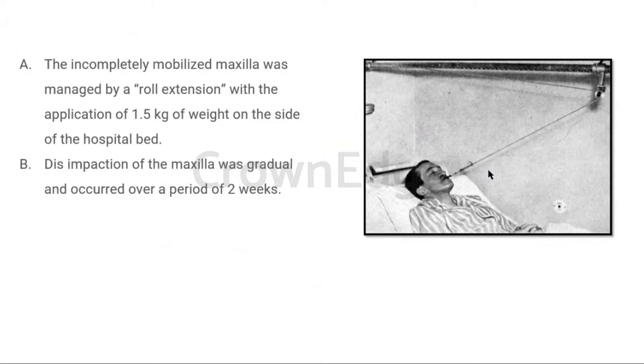But in the olden days, when there was no instrumentation and no hardcore rules for orthognathic surgery, this is the way it used to be performed. You can see the picture there. It's an incompletely mobilized maxilla, so it was managed by a roll extension. A 1.5 kg weight was applied on the hospital bed; if you see the behind part of this picture, there is a 1.5 kg weight. It's like in the gym when we are doing dumbbells or butterfly exercises, they increase the weight for you. This is how the weight used to be increased.